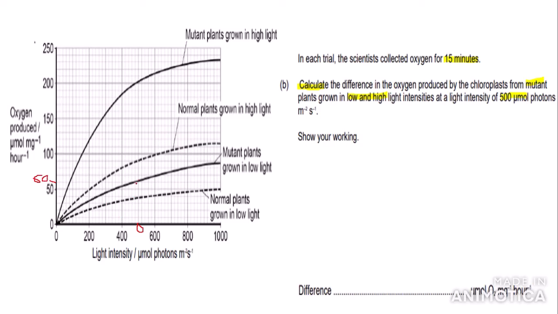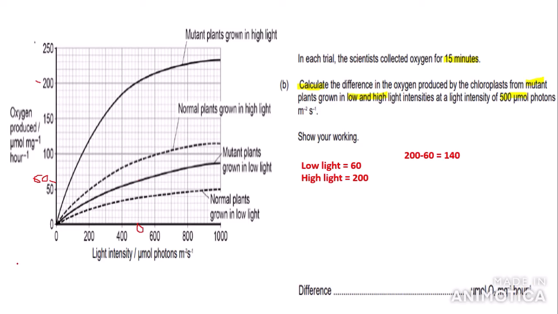And then if we read up again and look at the mutant plants growing in high light, it's quite easy to read, it's 200. So low light we have 60 and high light we have 200. So we need to find the difference in the oxygen produced. So therefore we need to subtract 60 from 200 to get 140.